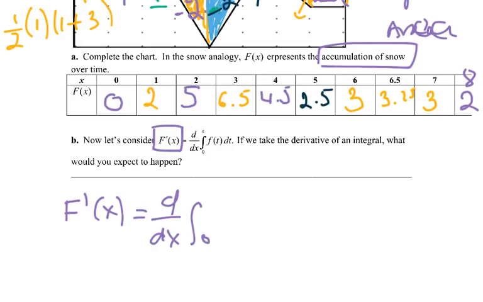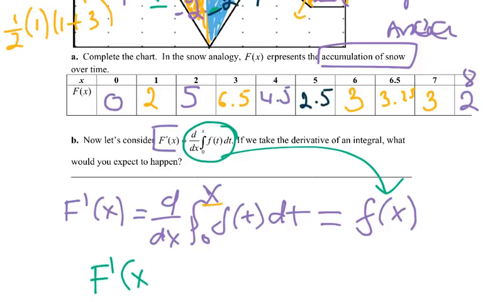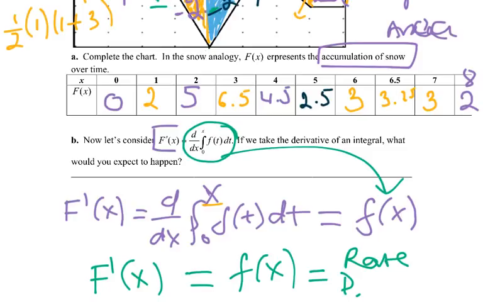So remember today when we talked about the second fundamental theorem of calculus, f of t, we do the shortcut: instead of t, we replace it with the x value, times the derivative of the x value. In this case, the x is just the x value, so the derivative is just 1, so we don't have to write that. So if we take the derivative of this integral right here, we will just end up with f of x. So we can say that f prime of x is the same as x, which means the rate, or what we call the derivative.